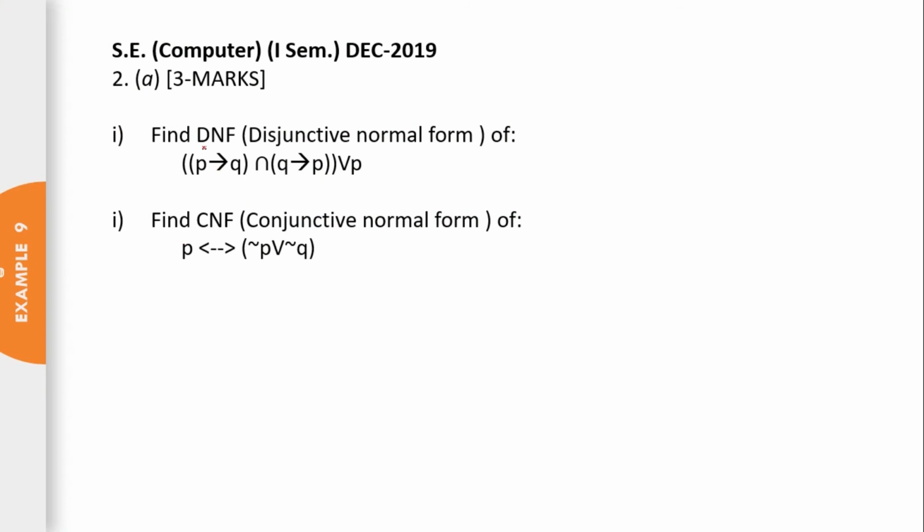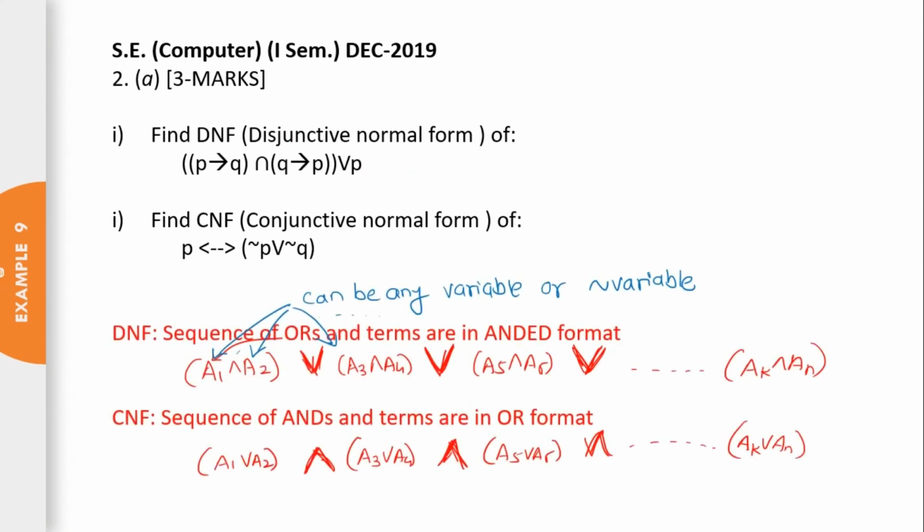The next question is to find the DNF of this equation and the CNF of this equation. DNF is disjunctive normal form and CNF is conjunctive normal form. DNF can be written, in simple words, as a sequence of ORs of your terms, where individual terms can be ANDed with other terms. Of different terms, the whole bracket is ORed with another term. This is my first term, second term, third term, and so on.